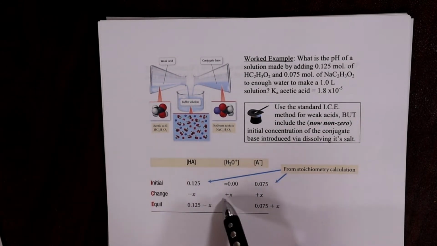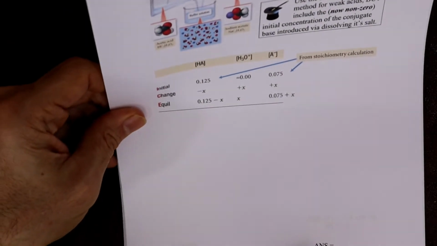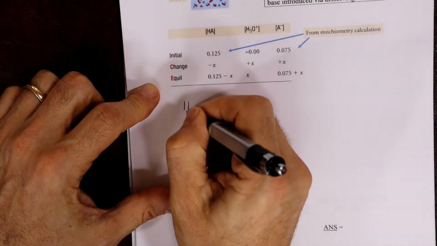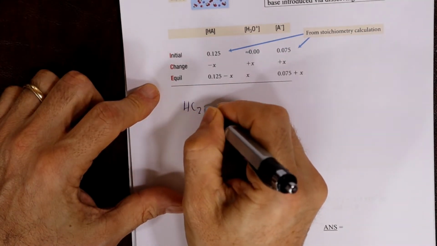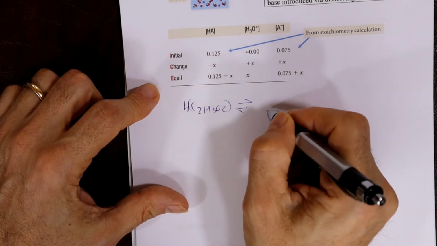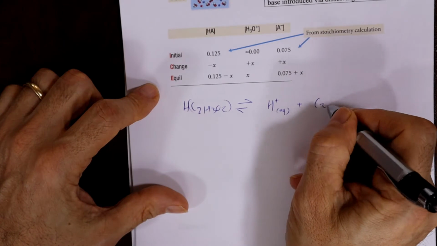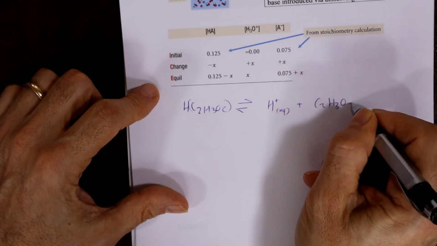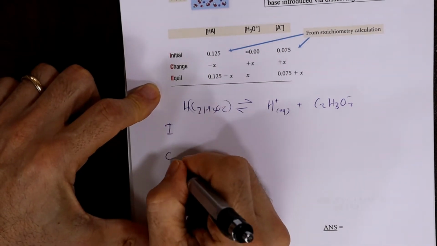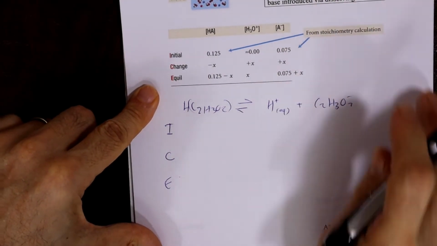So there's our grid. They've already set it up for us, but let's do it ourselves, because it's nice to practice. So we have HC2H3O2. We'll set up the base equilibrium of the acid, and then we're going to add a common ion, which is going to be the acetate ion. So there's our equilibrium. Initial, change, equilibrium.